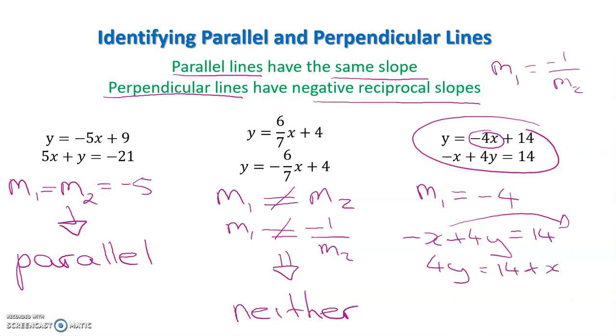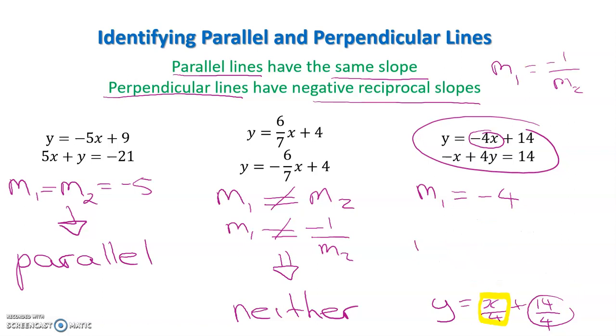I'm adding x because here it is negative. And then I'm going to divide everything by 4 because we want y by itself. So y equals x on 4 plus 14 on 4. Now I'm not going to worry about simplifying this y-intercept here because all we're interested in is the slope.